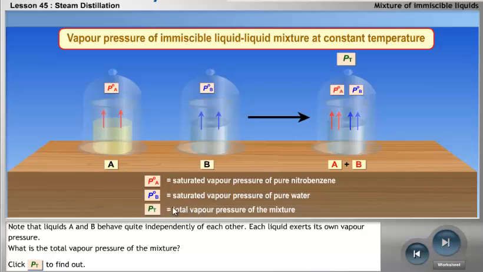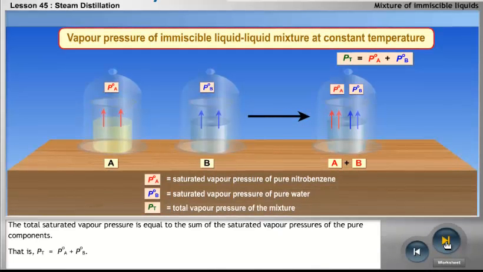What is the total vapor pressure of the mixture? Click the PT button to find out. The total saturated vapor pressure is equal to the sum of the saturated vapor pressures of the pure components. That is, PT is equal to P0A plus P0B.